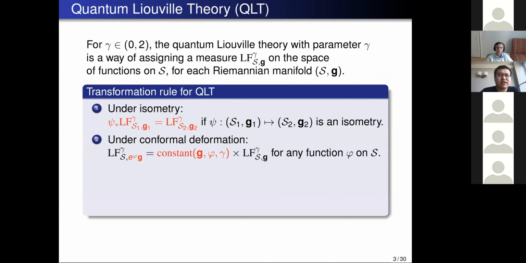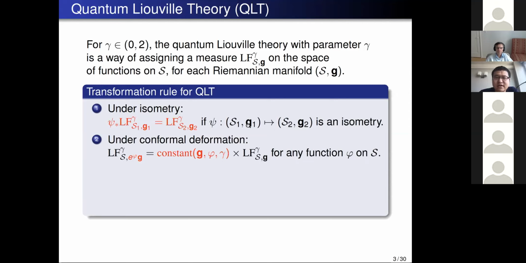In general, quantum Liouville theory is a one-parameter family of measures defined on every Riemannian manifold. This measure will be called a Liouville field on this Riemannian manifold. It's defined on the space of functions on the surface. Quantum Liouville theory has two very important transformation rules. The first one is under isometry. This one is very natural.